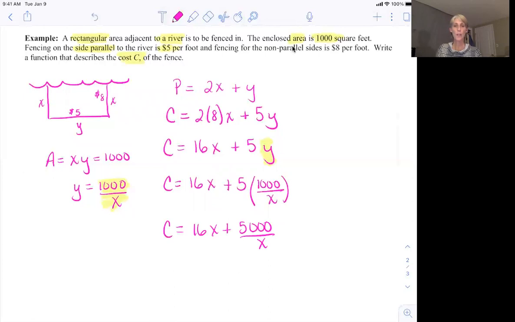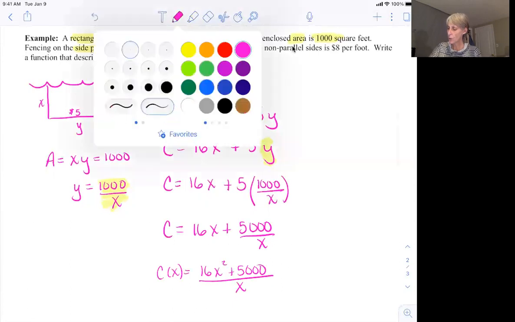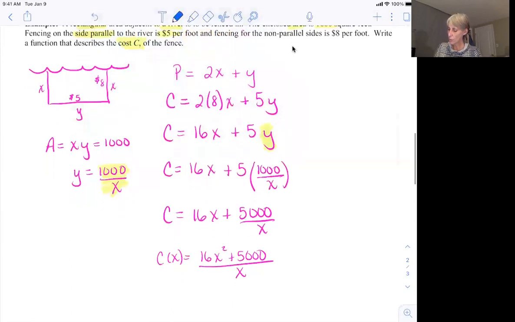And if we want to express this as a single quotient, hopefully you guys can see this in your head by now. This is just going to be 16x squared plus 5,000 over x. If not, all I did was I put this over a 1 and then I multiplied by x over x. And this would be your cost function.